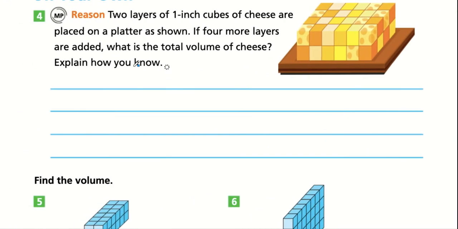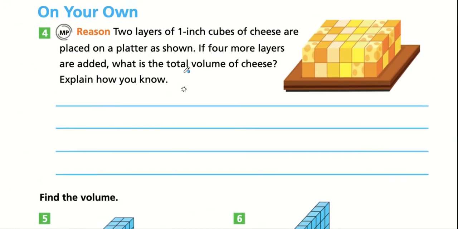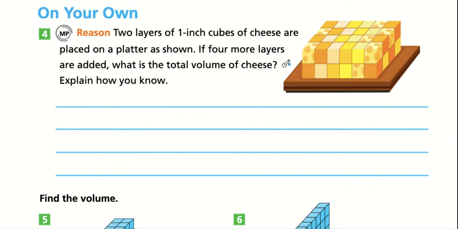All right, so today we're on pages 111 and 112 for Module 5, Lesson 4. We're going to start with number 4 on page 111. It talks about these layers of cheese. So there are 2 layers of 1-inch cubes, okay?